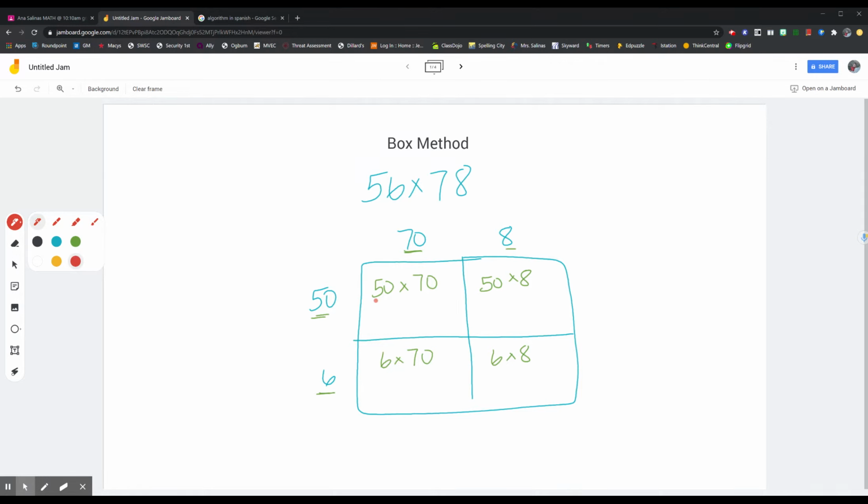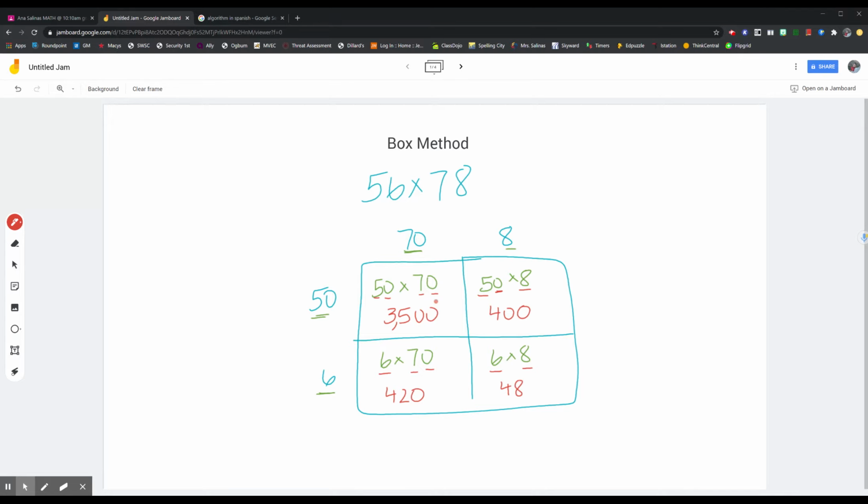We can do this in basic facts. 5 times 7 is 35, and I'm going to add 2 zeros, 3,500. 5 times 8 is 40, and I'm going to add another 0 because the 50 has a 0. I'm going to multiply 6 times 7 is 42, and I'm going to add another 0, 420. And then 6 times 8 is 48.